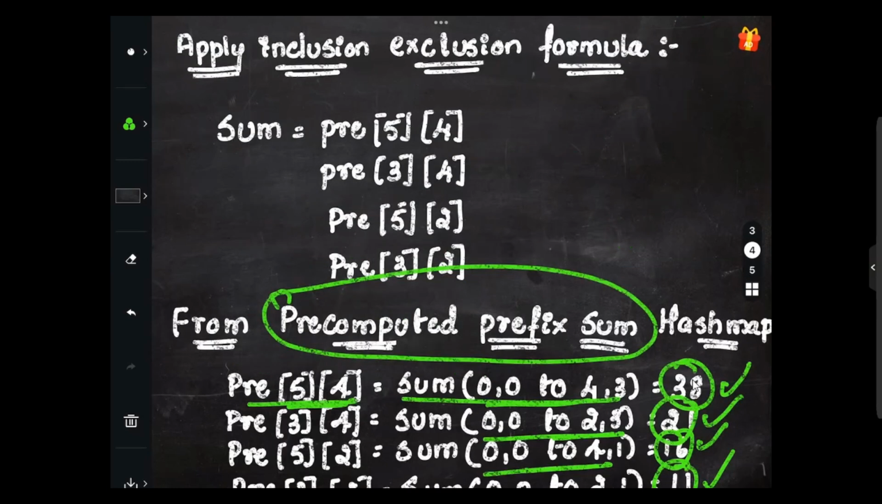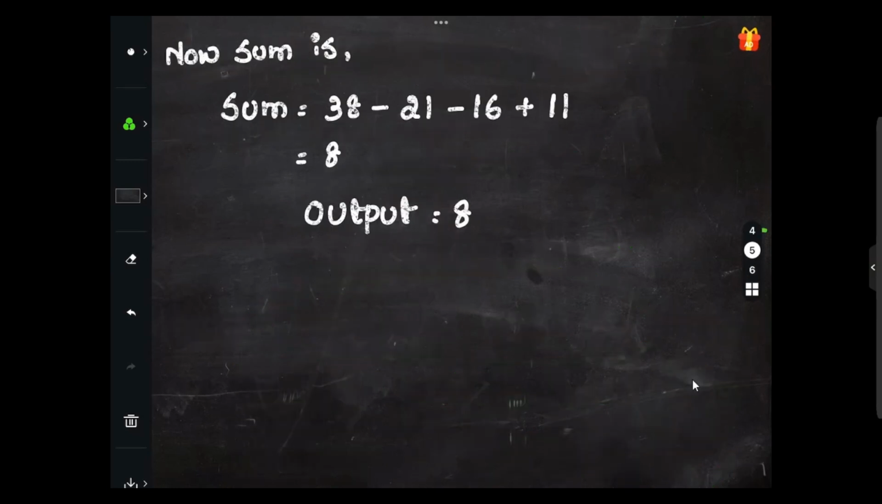Let me come here. We got 38, 21, 16 and 11. So now the sum is 38 minus 21 minus 16 accordingly with the formula, plus 11 for the last one. So 38 minus 21 is nothing but, what do we call, 17. 17 minus 16 is 1. Just give me a second here.